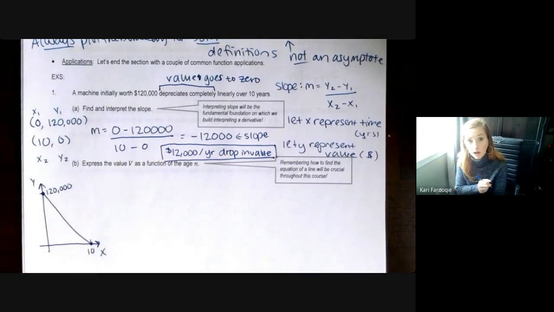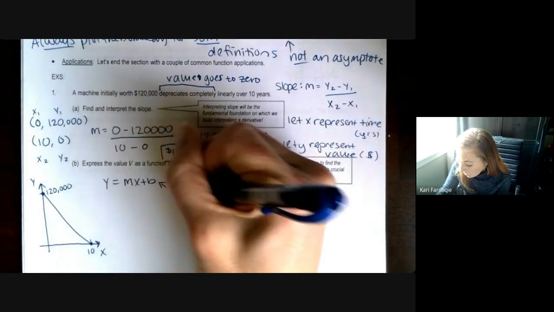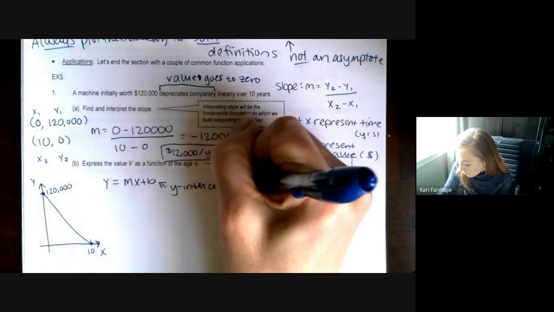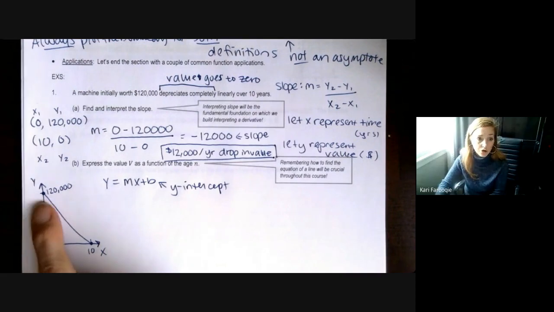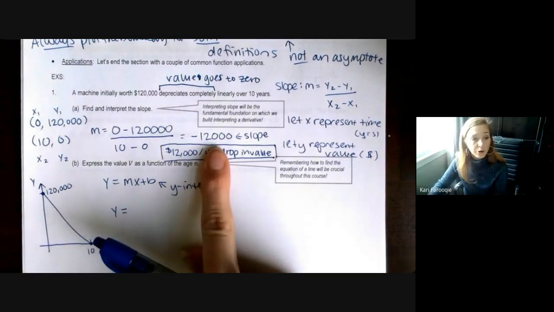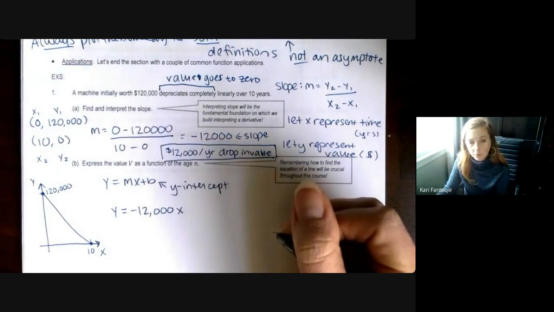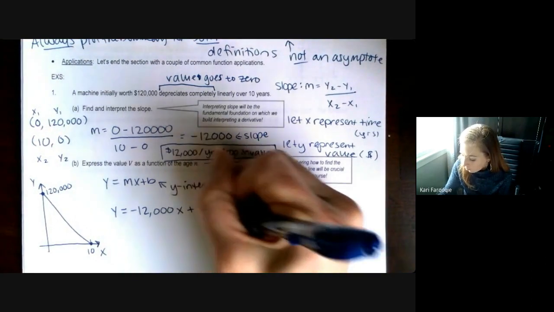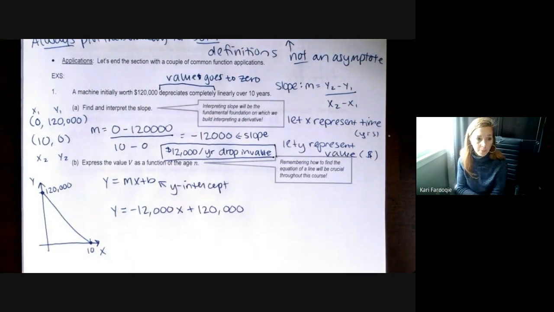Now remember that when you're writing a function, you're using the general form y equals mx plus b, where b is the y-intercept. You would be intercepting the y-axis here at 120,000. So we would say that y equals, well, the slope, which we found in part A, is negative 12,000, and then the x, remember, is your general x, and then plus b, well, b is the y-intercept, which is 120,000. That's it. That's how you write the function. If you were just asked to write this function y and x, you'd be done.